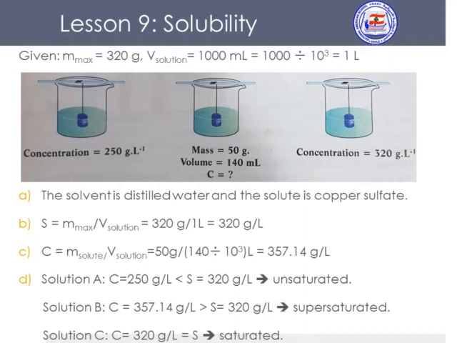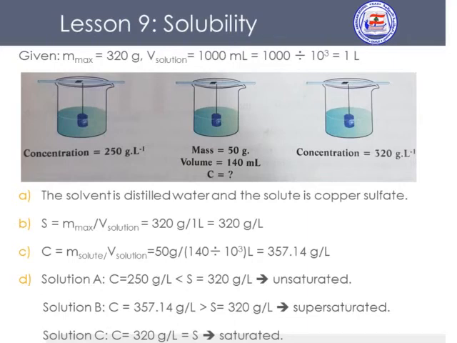So the solvent is distilled water and the solute is copper sulfate. In part B, we have to calculate the solubility of the solution. So to calculate the solubility, we use the equation that we learned, which is that we divide the maximum mass by the volume of the solution. We get 320 grams per liter.